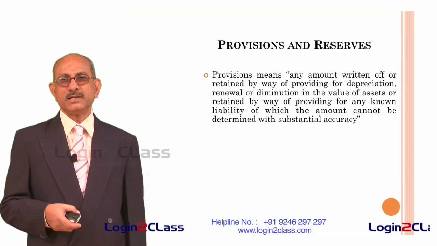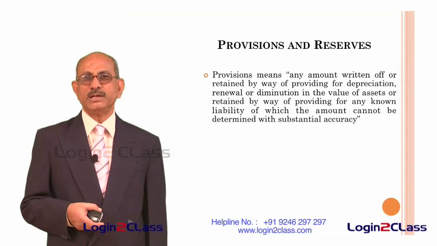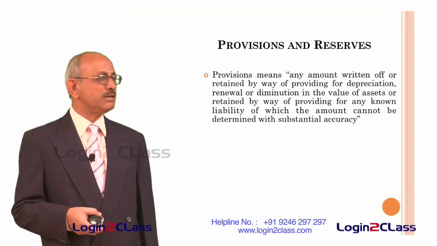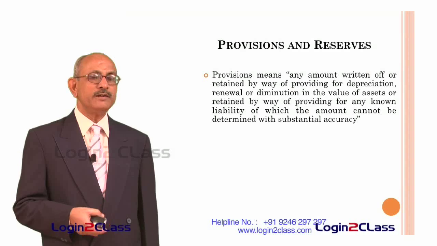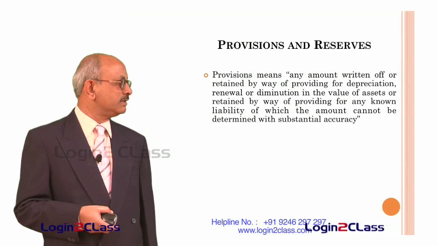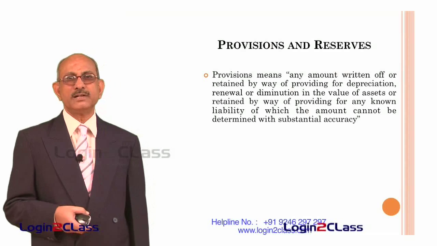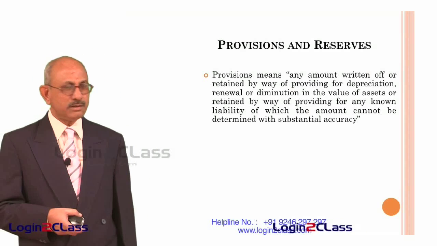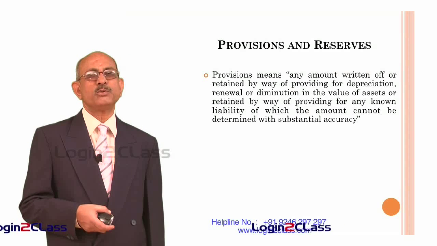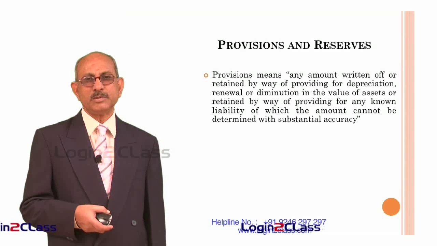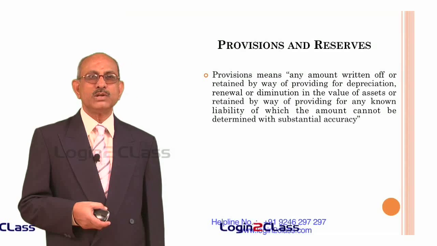That means we are trying to set aside a certain amount of money to take care of that eventuality of not being able to recover that amount. Similarly, it can be to provide for a known liability which cannot be ascertained now. For example, we want to provide for taxes. The actual taxes can be determined only at the end of the year, but before that we want to provide separately for taxes based on past data. So that is a provision for a known liability.